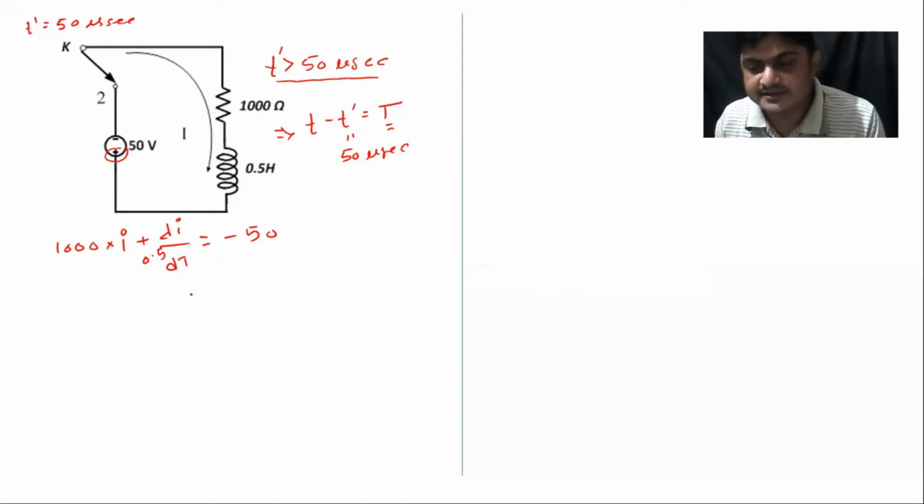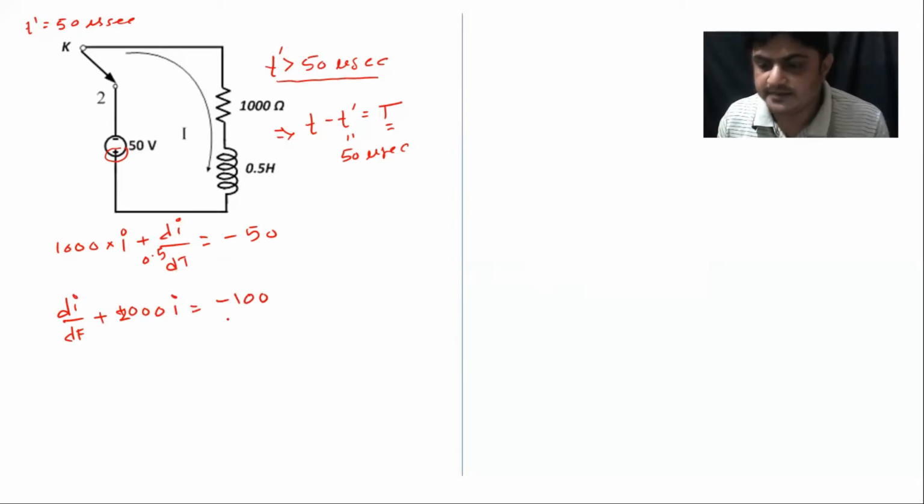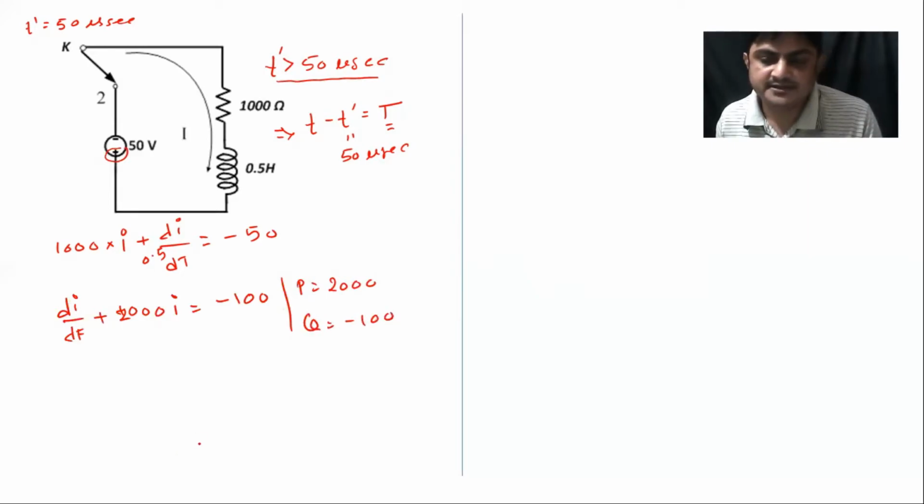Now again, let us multiply this equation with 2. What I will get is di by dt plus 2000 I equal to minus 100. If I compare this equation with our generalized form dx by dt plus px equal to q, the value of p is equal to 2000, and the value of q here is equal to minus 100.